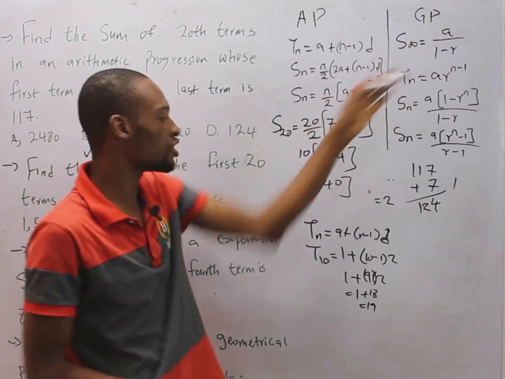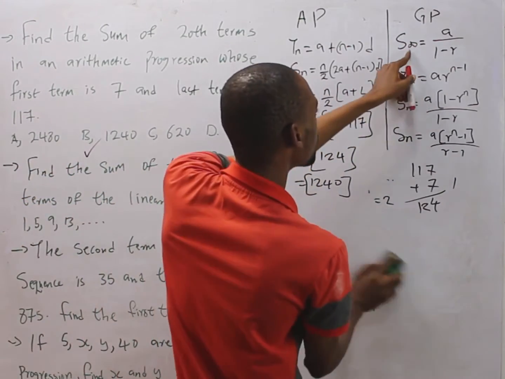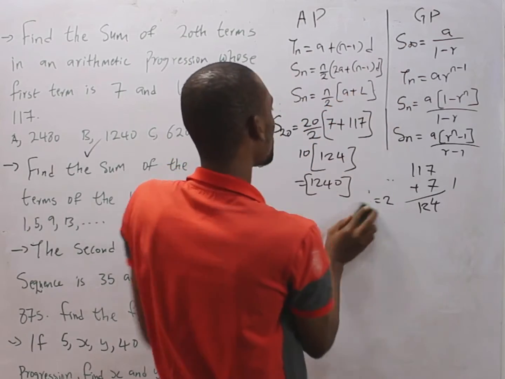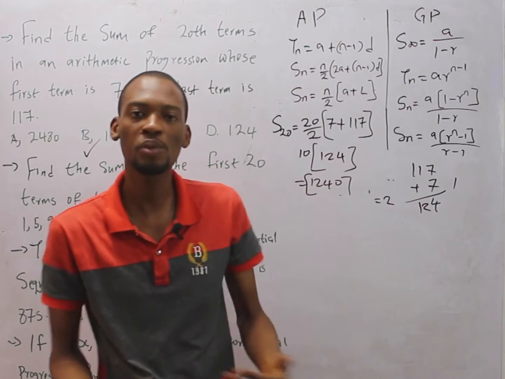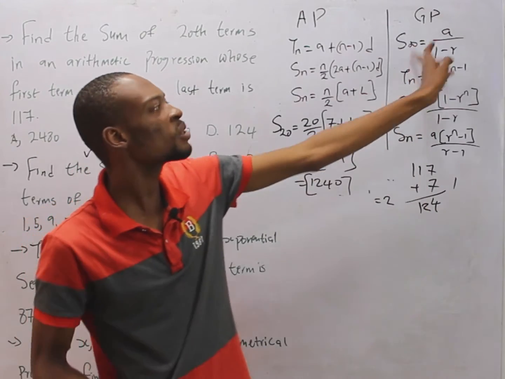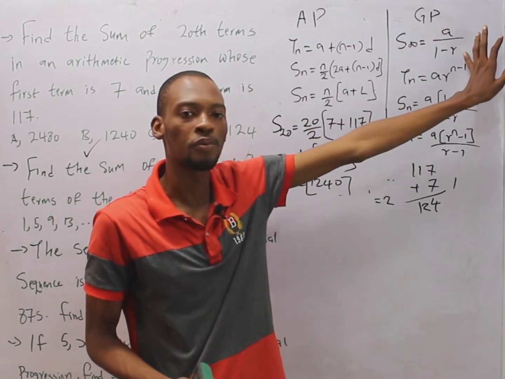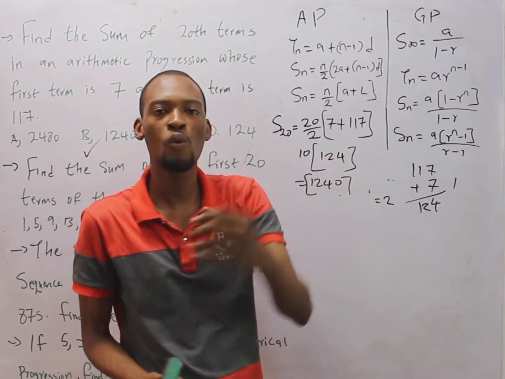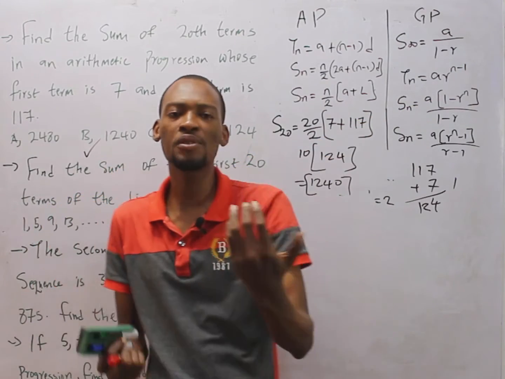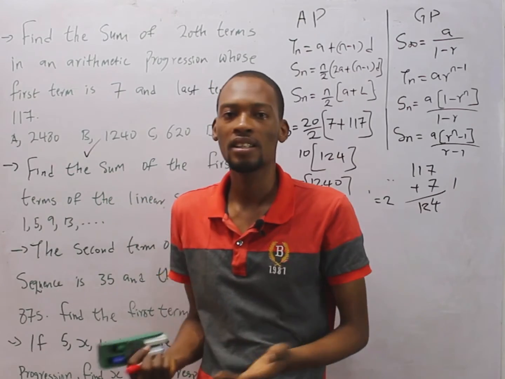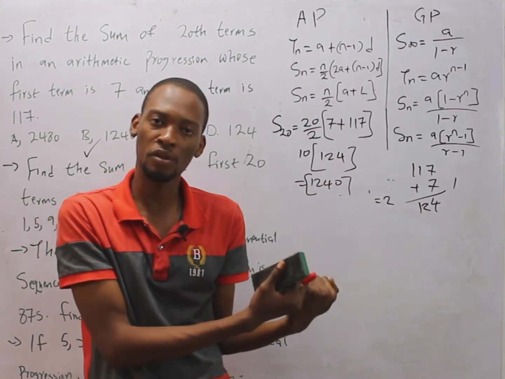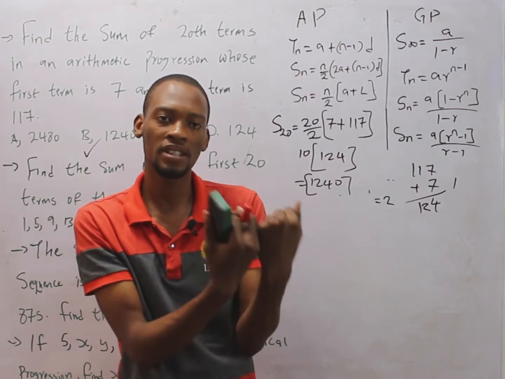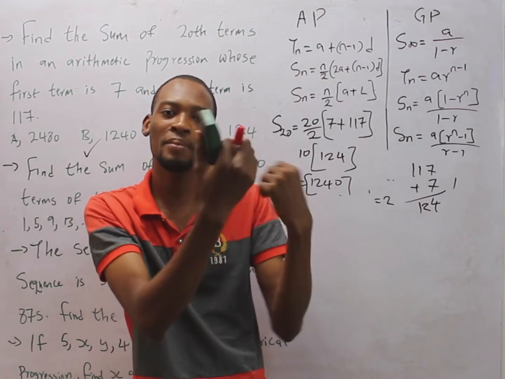Now, similarly for GP, this is the sum to infinity. You can be asked to find the sum to infinity of the GP, so long as you have the first term and the common ratio. r is the common ratio. What is the common ratio? When I was giving you examples, I said in GP, you take the second term divided by the first term, the third term divided by the second term, the fourth term divided by the third term.